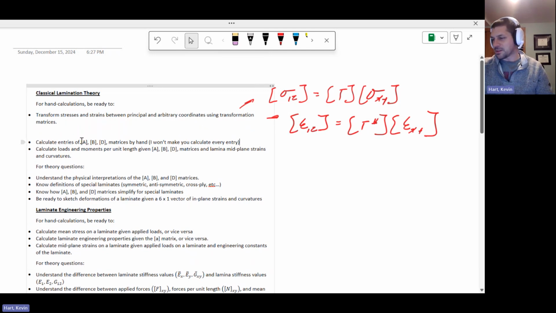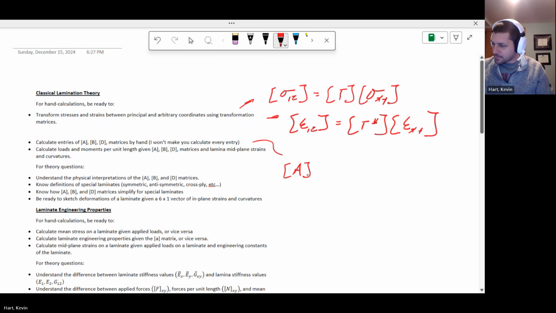All right. So ABD matrices, you're going to have to do some of these by hand on the final. Like that's not a secret. I'm not going to make you calculate every entry, right? Each of these is a 3 by 3 matrix. I would probably only ask you to calculate one entry of each of the three types. So just remember how we do those calculations.